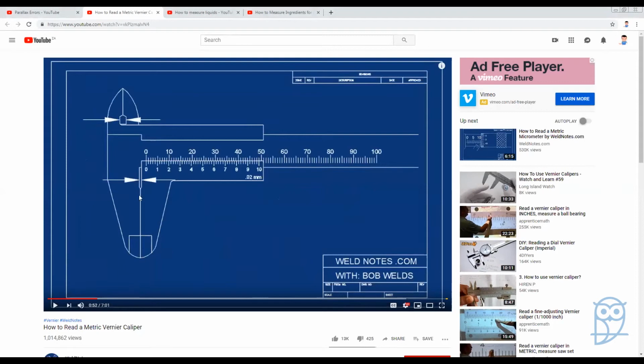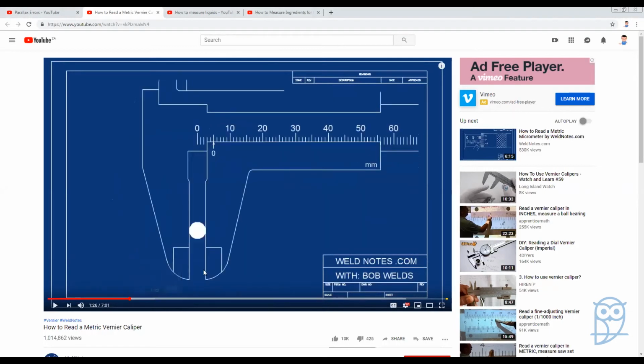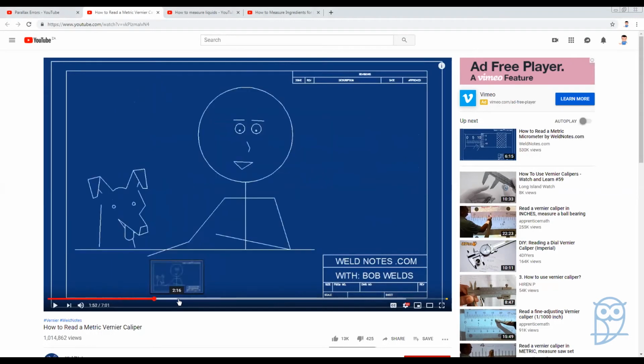Over here, in between these two sort of jaws, is where we will place something if we want to measure its outside diameter. This bit over here is what we use to measure its inside diameter. So here, he moved this away so that you can actually measure this outside bit. Trying to see if he has another picture over here. Nope. Okay.